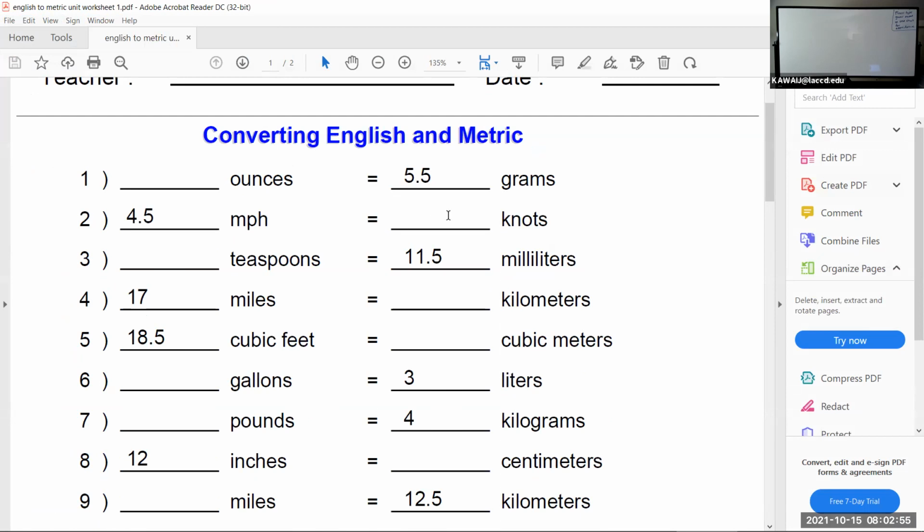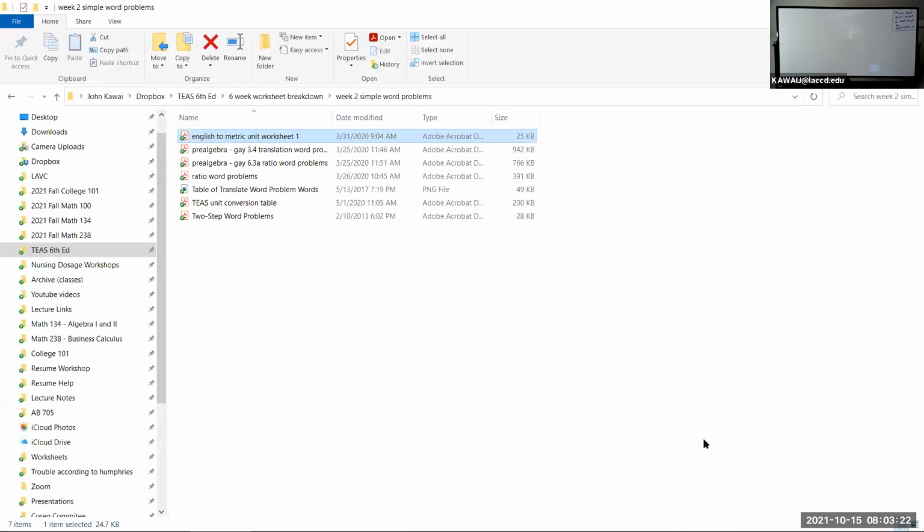Now, we look at some of these like miles per hour and knots. Do I need to know that? As a nurse, you don't need to know. That's not going to show up on the test. So the question is, which one of these do I need to know how to do? In one of the old TEAS study guides, they had a list of what conversions they wanted you to learn. So I copied that, and that's in this TEAS unit conversion table right here.